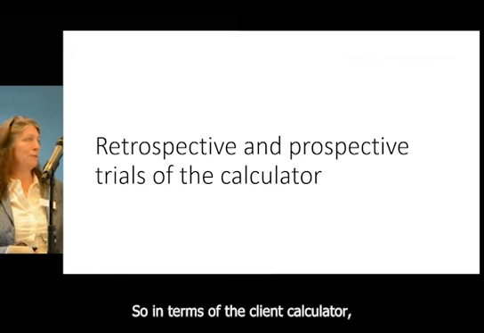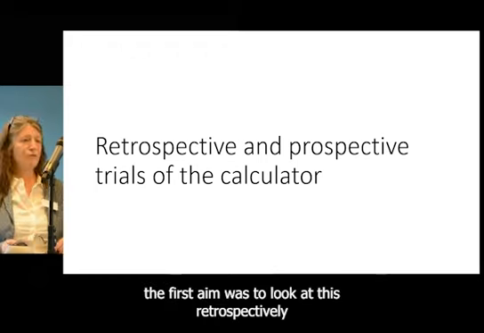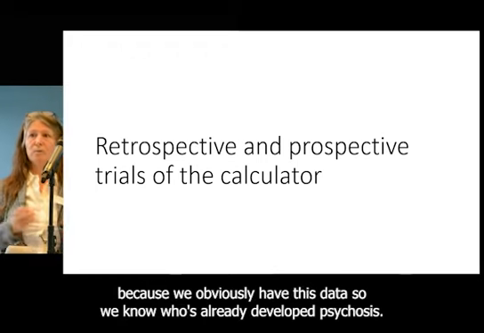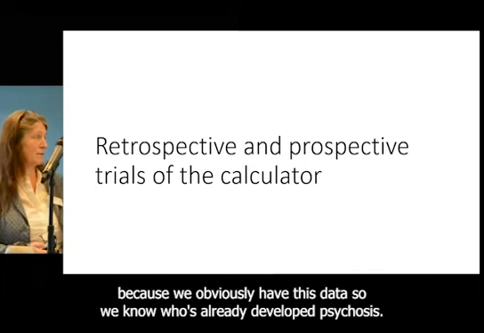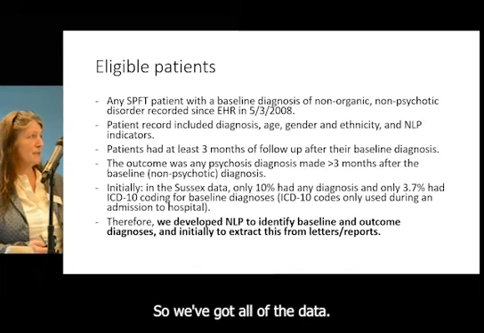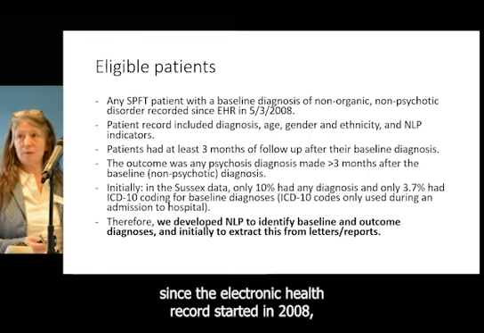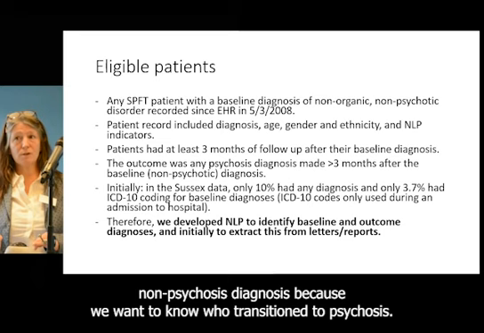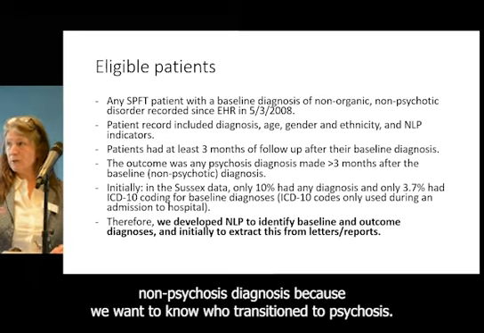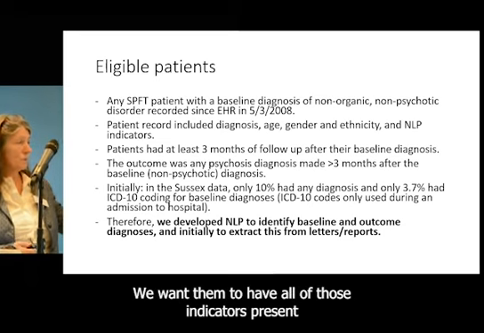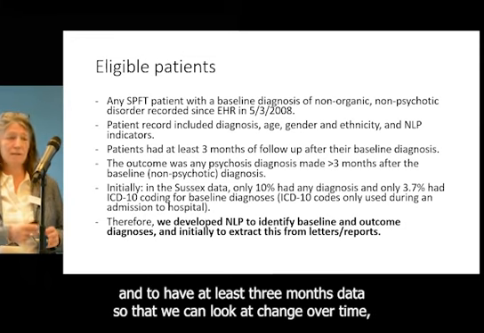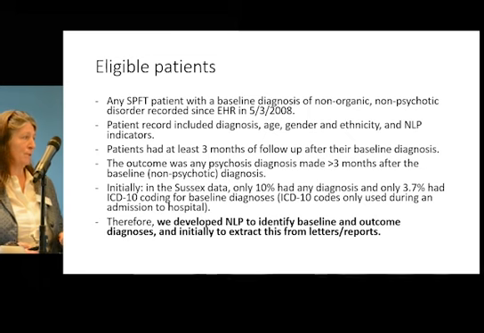So, in terms of applying the calculator, the first aim was to look at this retrospectively, because we obviously have this data, so we know who's already developed psychosis. So we've got all of the data since the electronic health record started in 2008. We're looking at everybody with a non-organic, non-psychosis diagnosis, because we want to know who transitions to psychosis. We want them to have all of those indicators present and to have at least 3 months data so that we can look at change over time.